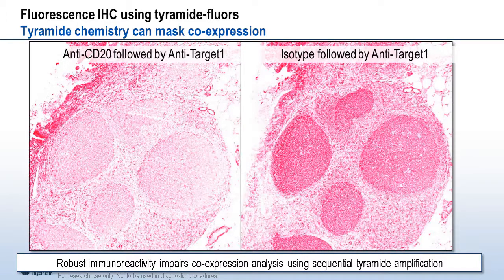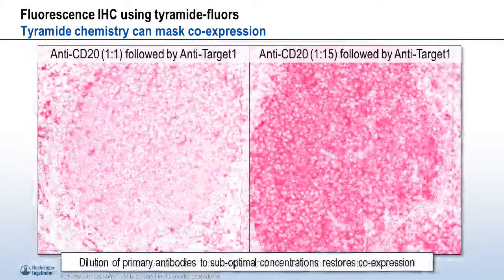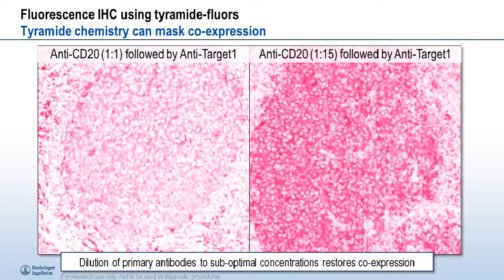But if you then run the appropriate control, which is running an isotype instead of your anti-CD20 antibody, followed by our target of interest with a tyramide reaction, you can see that, in fact, the most robust immunoreactivity that we see is in the B-cell areas of gut-associated lymphoid tissue for our target of interest. This discrepancy was caused by interference with the tyramide chemistry. And so we were able to optimize this out, and it seems like a very simple solution.